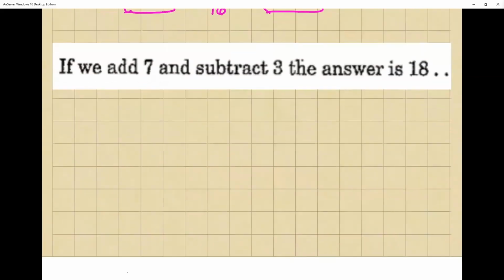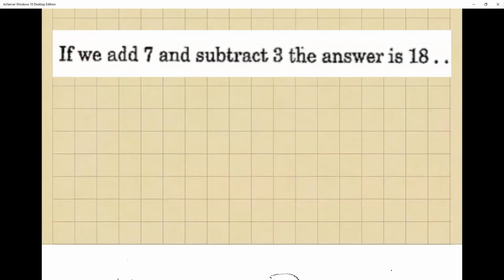Okay, let's have Amina join me in this one, please. If we add 17 and subtract 3, the answer is 18. Okay, read it again, please. If we add 17 and subtract 8, the answer is 18. Okay, so I've done a little bit of modification, right?